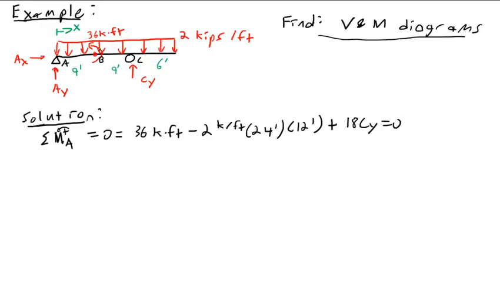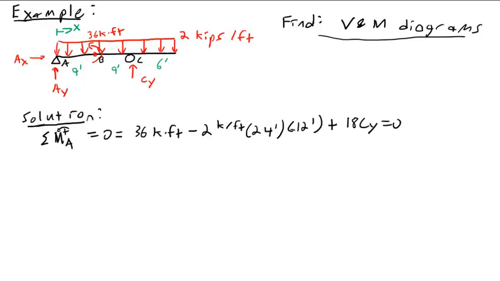The 36 kip feet is a couple. Again, if you ever find yourself writing a moment arm length next to something that's labeled in kip feet, you know you're doing something wrong. This is a couple. This is a point moment. It doesn't have a moment arm. It already has a moment arm baked into it. If you sum moments about any point, it will generate a 36 kip feet moment about that point, as we discussed when we discussed couples.